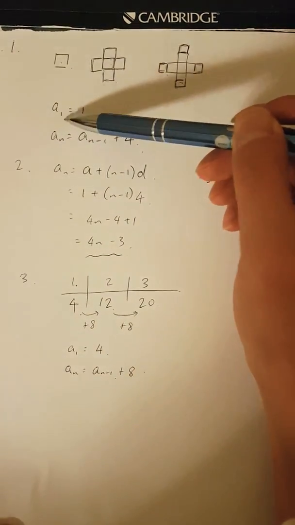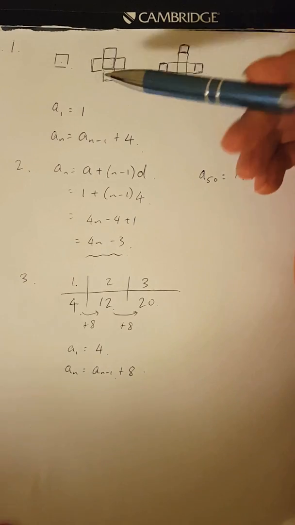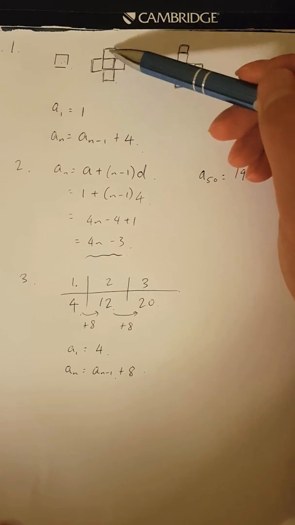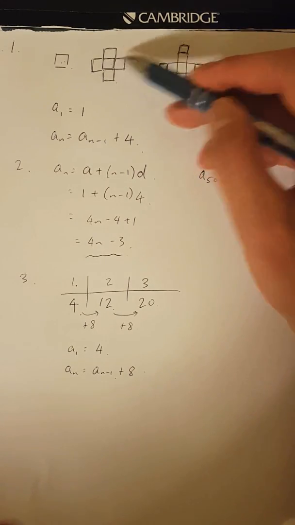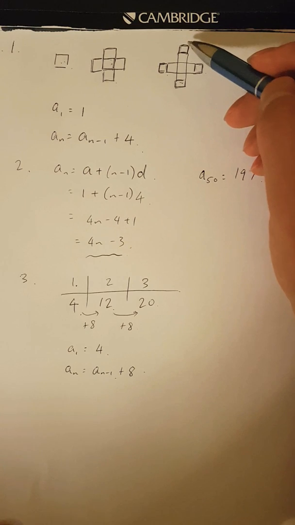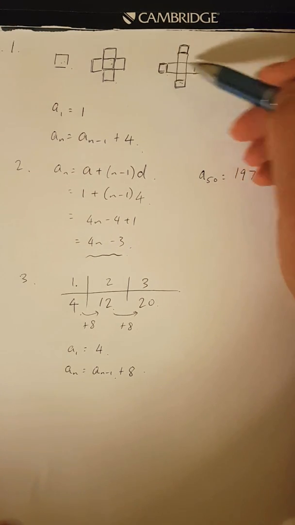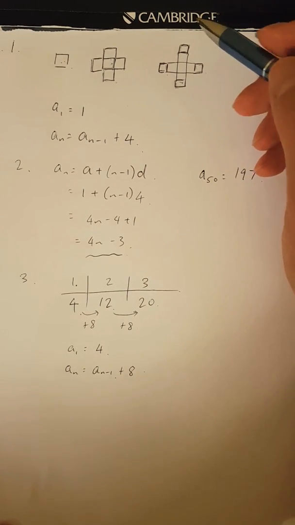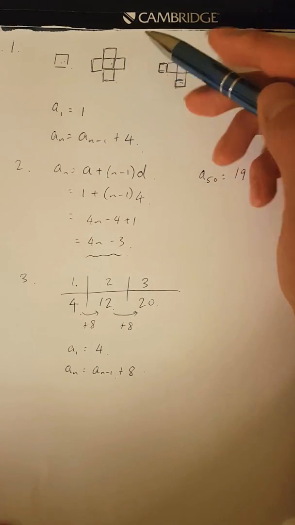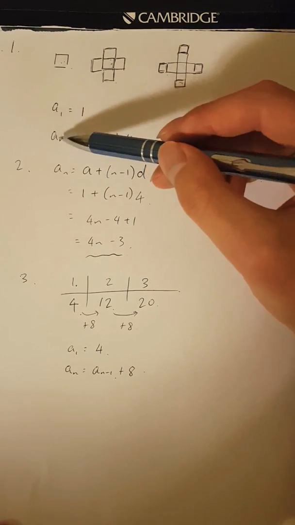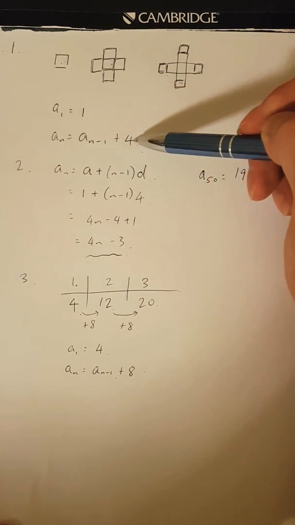So the first number is going to be 1, and then after that, we can see that we're adding 1 square to each of north, south, west, and east. So again, here from the previous figure, we're adding 1 square to each side of north, south, west, and east. So we're basically adding 4 squares to the previous figure to get the next figure. So a_n is going to be a_{n-1} plus 4.